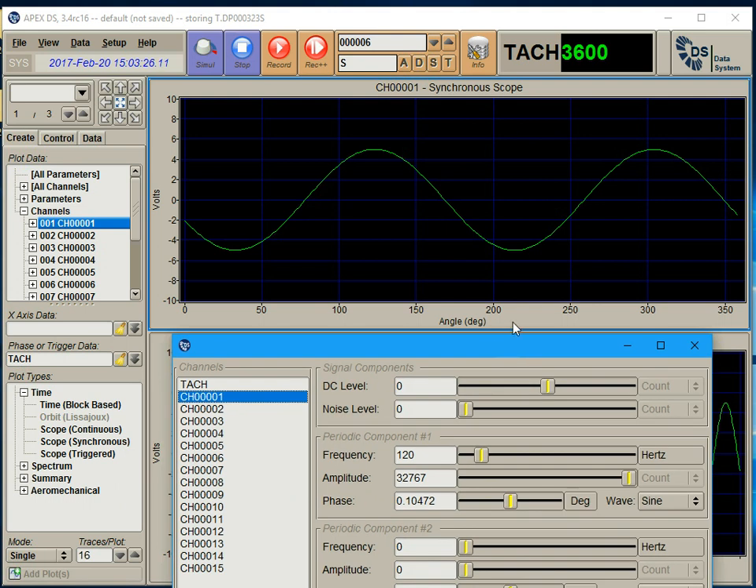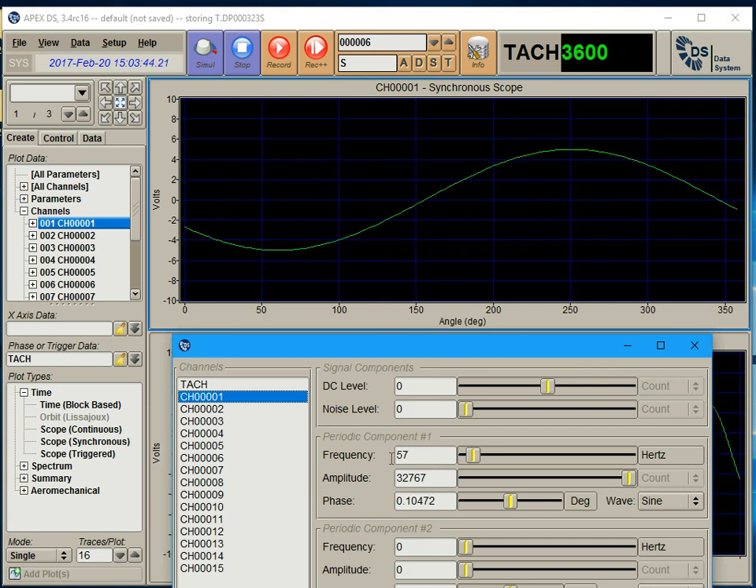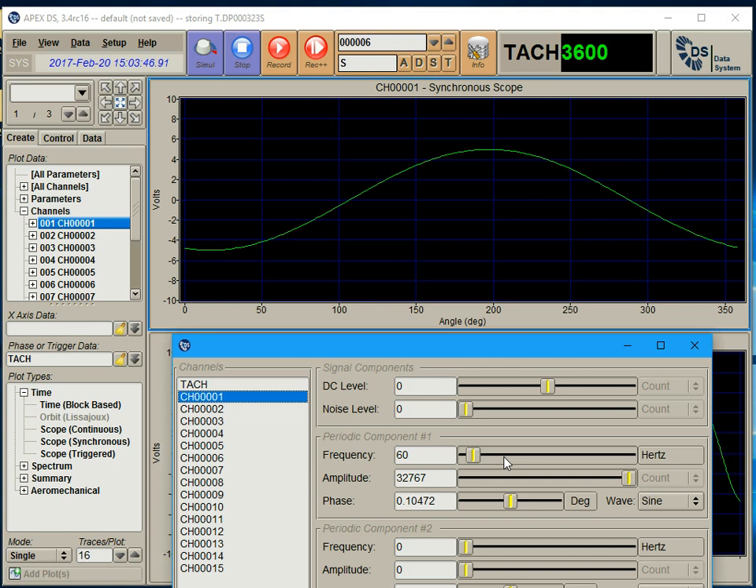Only with the synchronous scope plot, the other item you can determine is how many engine orders the frequency is related to. If I change this signal back down to 60 hertz, this would be equivalent to engine order 1. Each rotation of the engine is producing a sinusoidal vibration like this. It's basically the same frequency as the rotation of the engine.